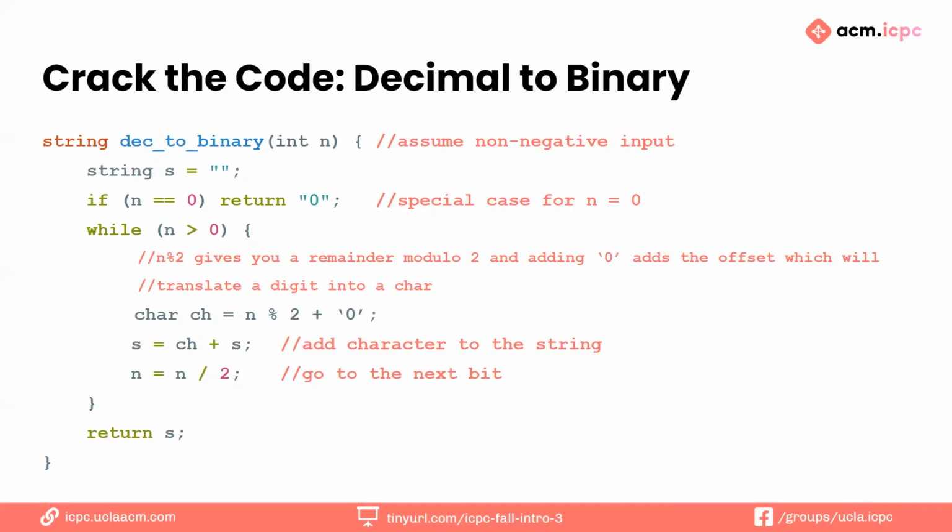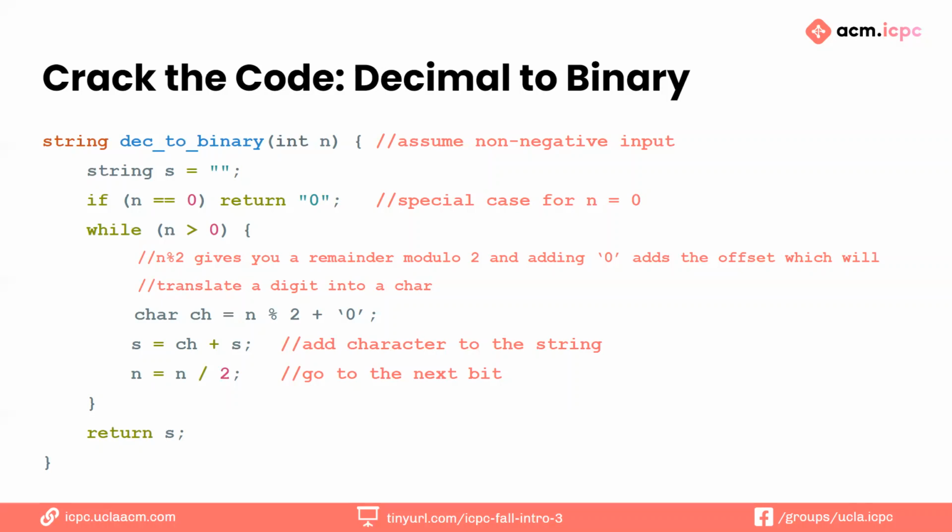While the number is greater than 0, we'll first find the lowest order bit that we haven't found yet, which is what this line does. It will return 0 or 1. So n modulus 2 will give you either 0 or 1, depending on the remainder of n by division by 2. And then you add char 0, which is some kind of offset that will convert your integer number 0 or 1 into char type 0 or 1.